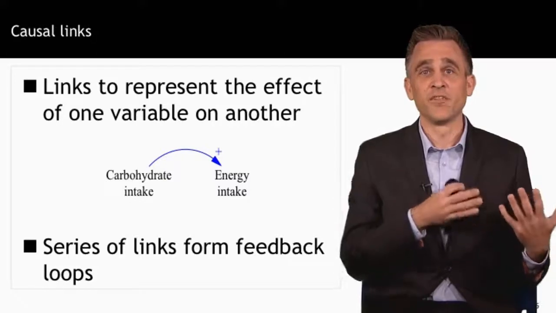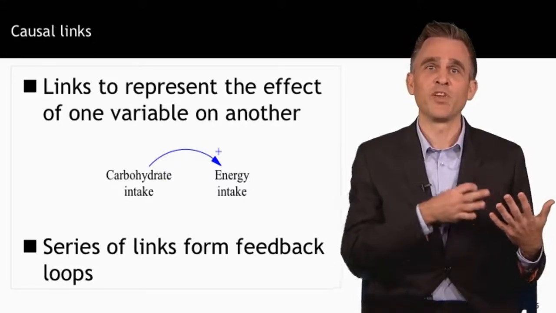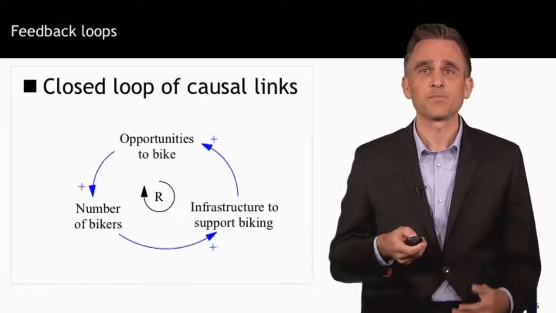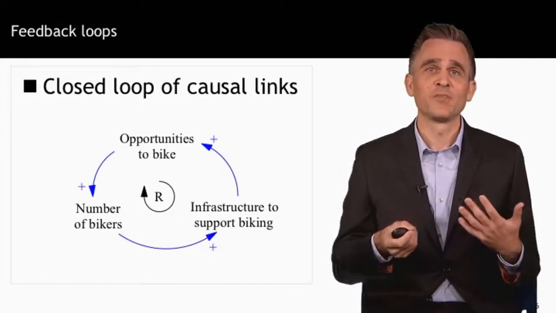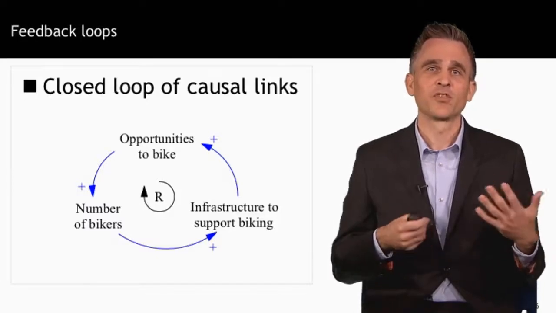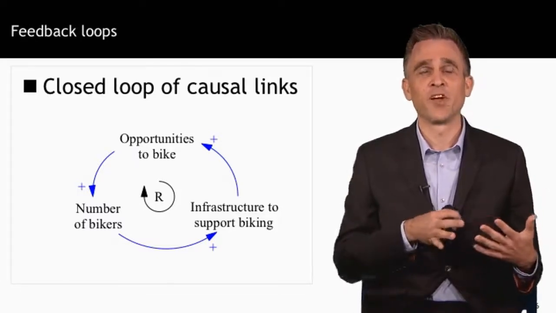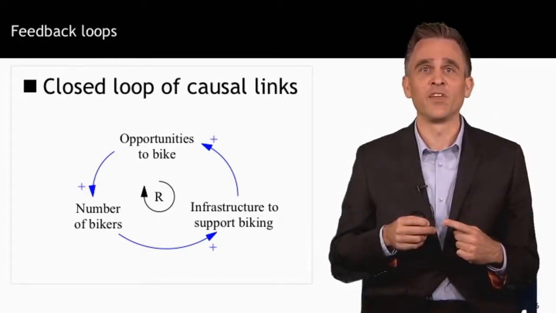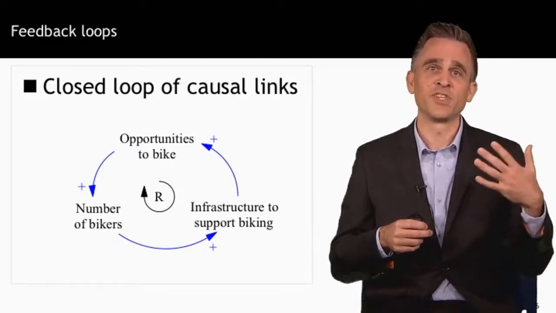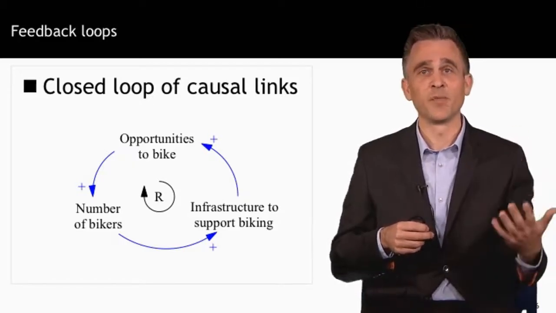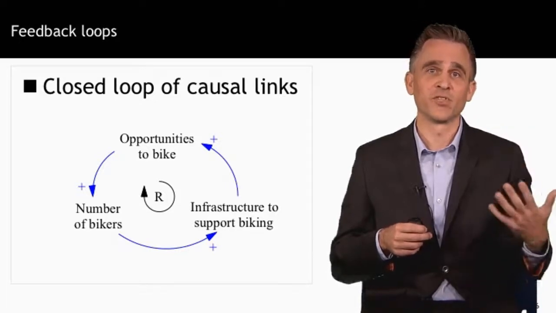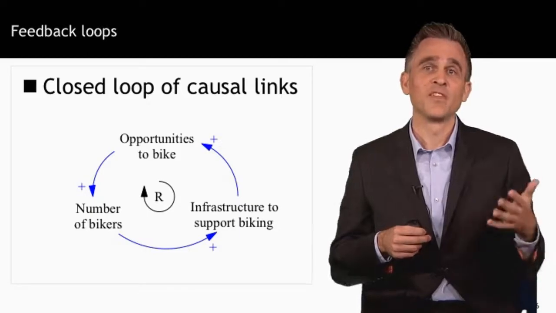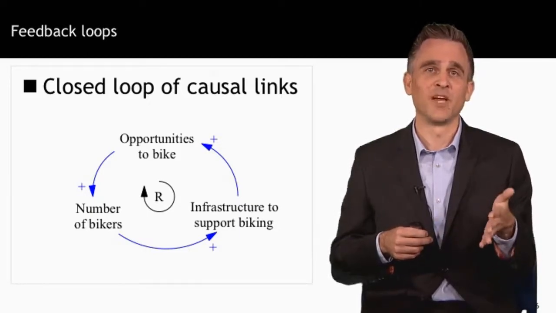A causal link is an individual relationship between two variables, but when you have a series of causal links that form a closed loop, that's what's known as a feedback loop. I've already used bike share programs as an example of a feedback loop. As I described earlier, bike share programs illustrate how the environment shapes our behavior and vice versa. And this creates a closed loop that I've drawn out here in which bike share stations increase opportunities for biking, which increases the number of bikers, which increases a city's infrastructure to support biking, which creates even more opportunities for biking. Now, this is an example of what we would call a positive feedback loop.